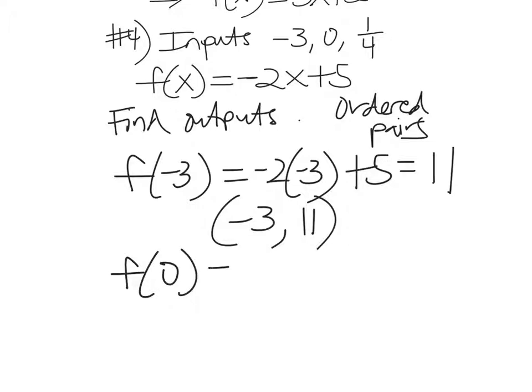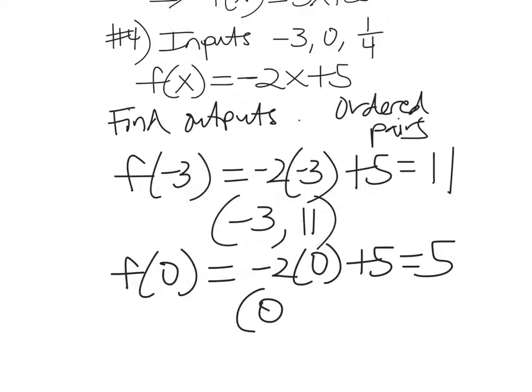F of 0. Okay, 0 is going into our function as x. 0 is the input. So I'm going to do negative 2 times 0 plus 5. What's my output? 5. Yeah, 0 plus 5 is 5. And then my point would be x is the 0, x is the input, y is the output, 5. So my point is 0, 5.